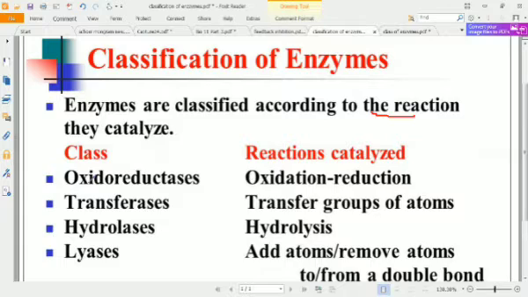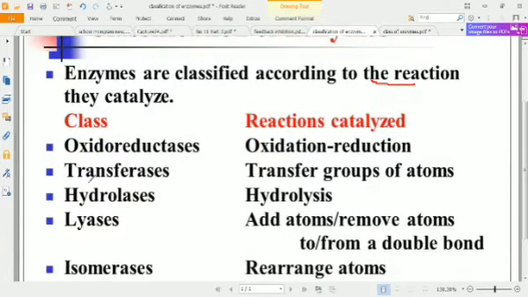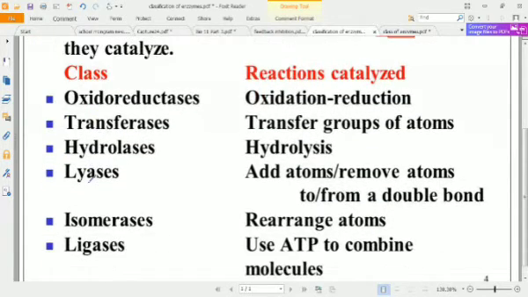There are six classes of enzymes based on their chemical reactions, like oxidoreductases, which do oxidation and reduction in our body. Transferases transfer groups of atoms, excluding the hydrogen group. They do not transfer hydrogen, but any other functional group from one molecule to another.